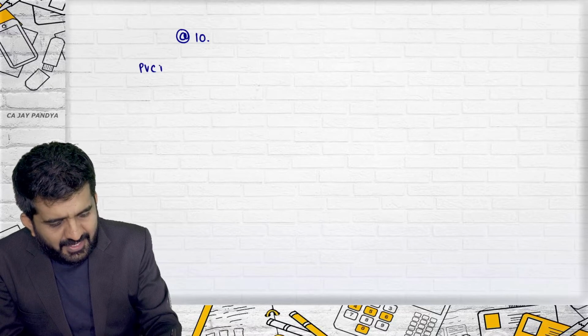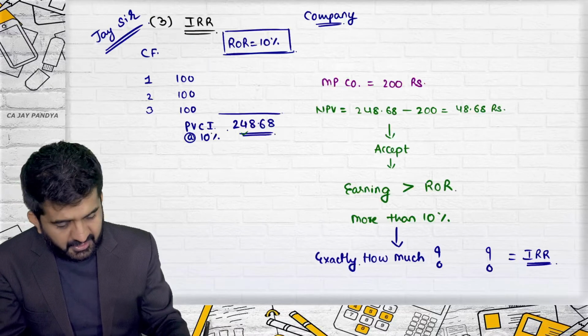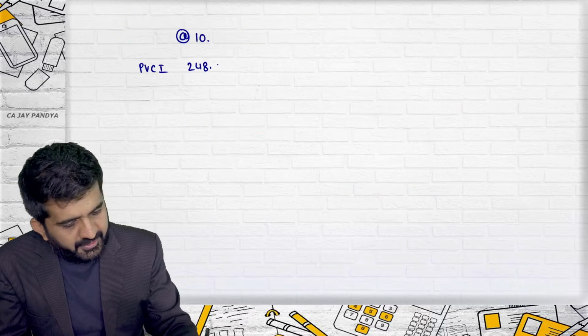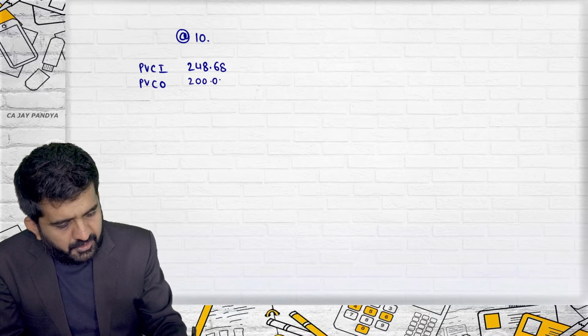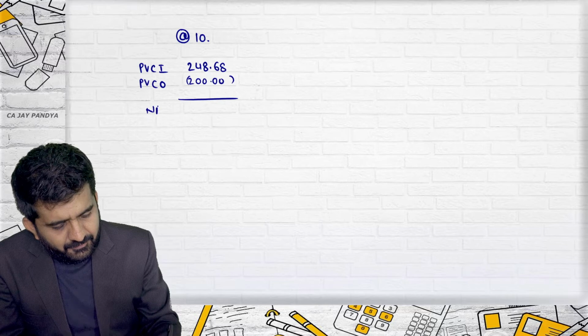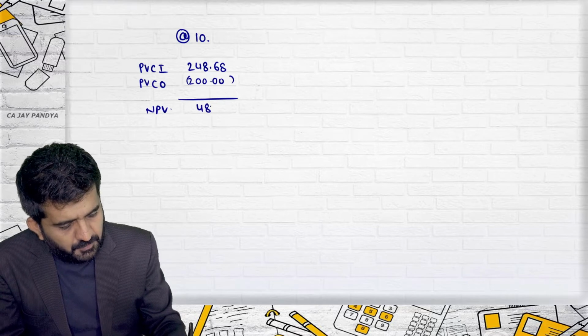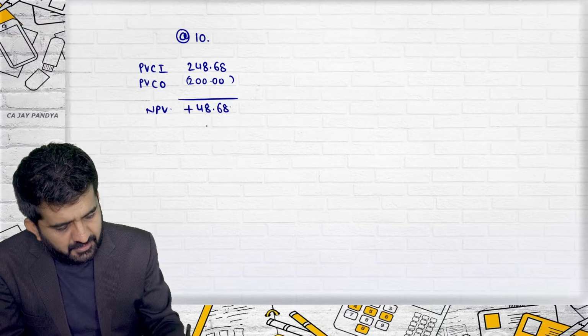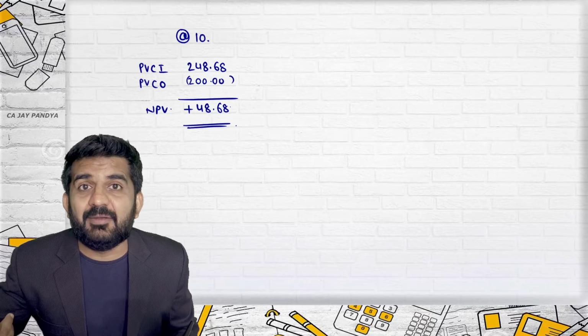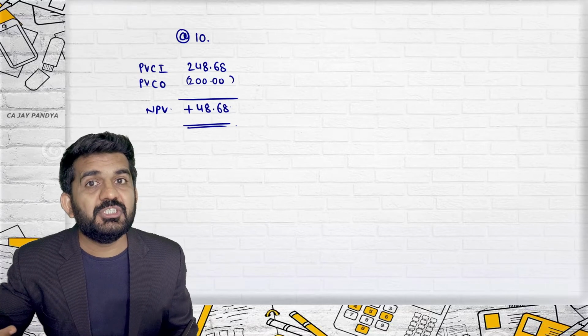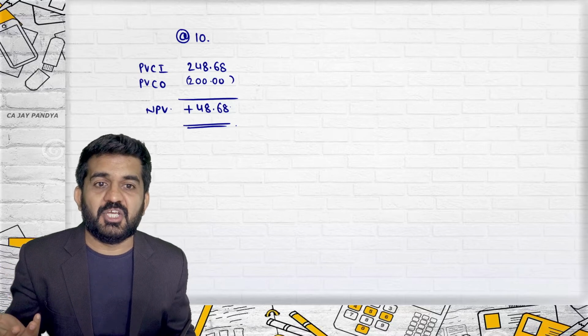One thing is absolutely clear, that at the rate of 10%, my present value of cash inflow is 248.68 and the present value of cash outflow is 200. So my NPV is positive 48.68. Yes, I will accept the project. The project is earning more than 10%. But how much? That is the question.